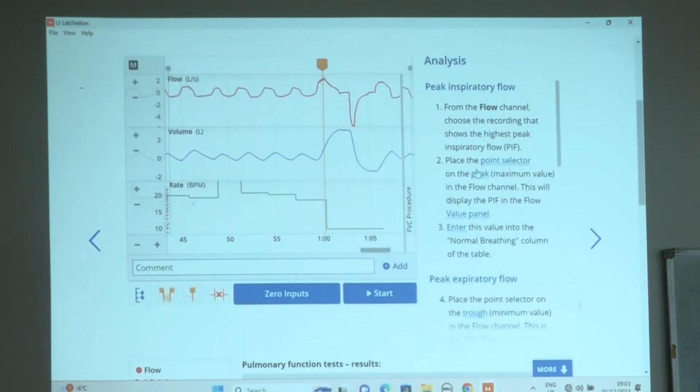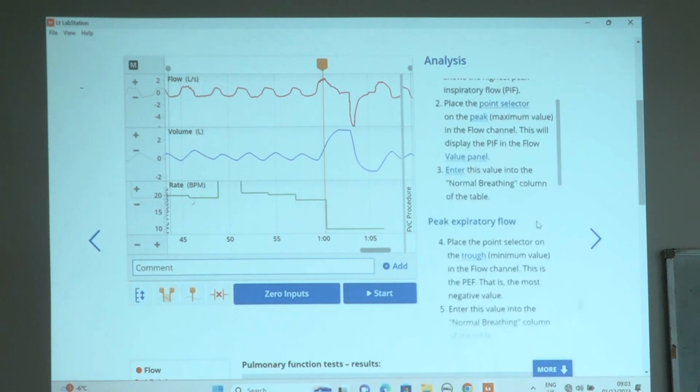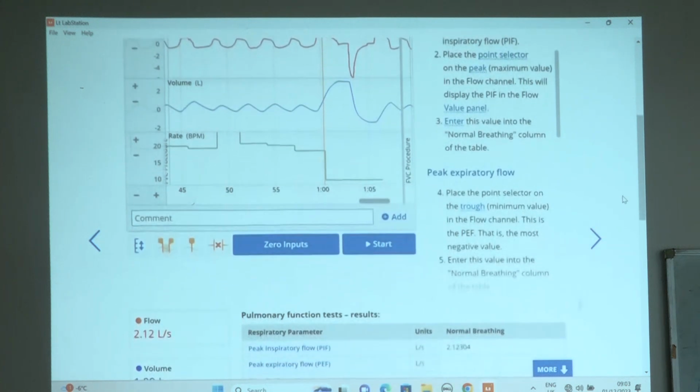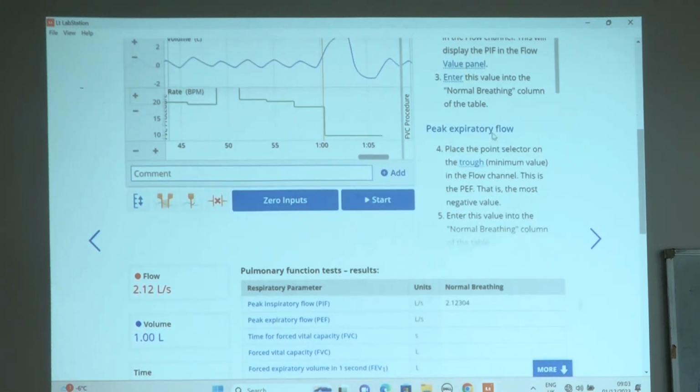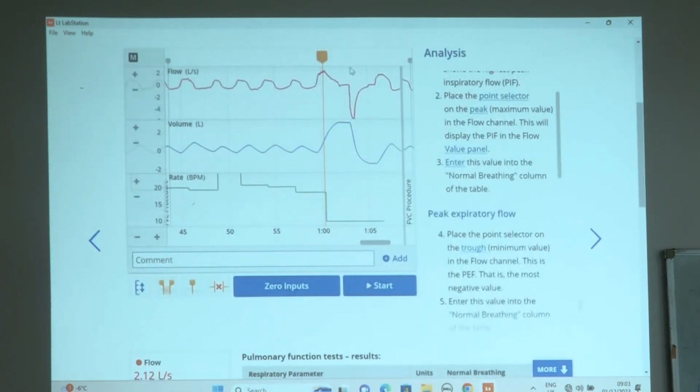The next instruction is to check for peak expiratory flow. That's a reminder that our time is getting up. So peak expiratory flow. Now we want to take the point selector to the trough. Can we remember that expiration will give us a negative value? Yeah. So we want to take the point selector to the trough, and we can make this a little bit clearer. Put it here. Do we agree that's the lowest one?